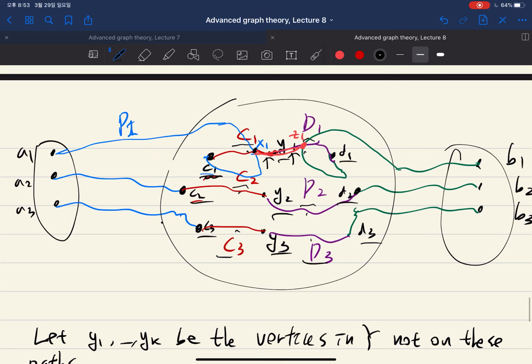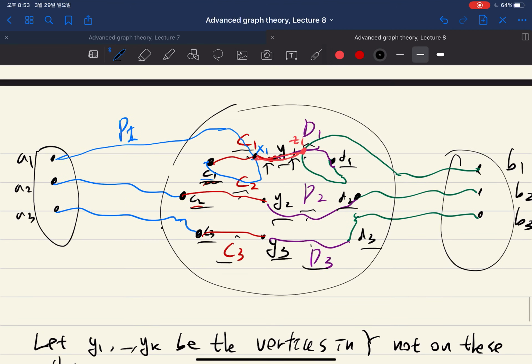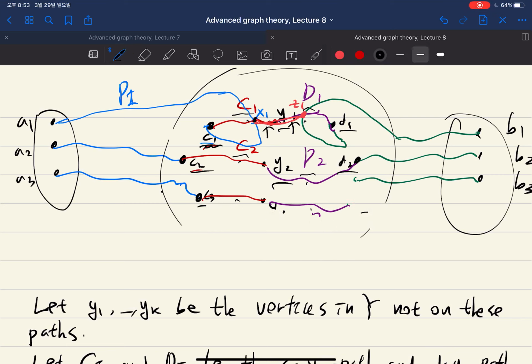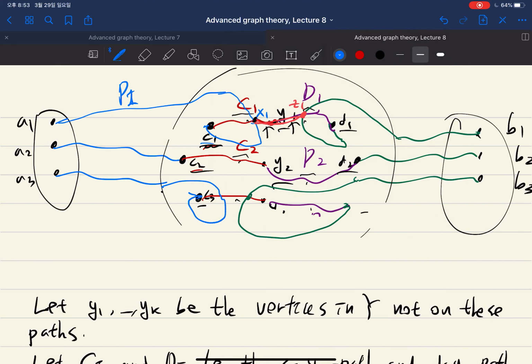So now what I was thinking is, what do we do if we have a situation that this path actually intersects here while this path intersects it here? In that case, let's say we take this path.